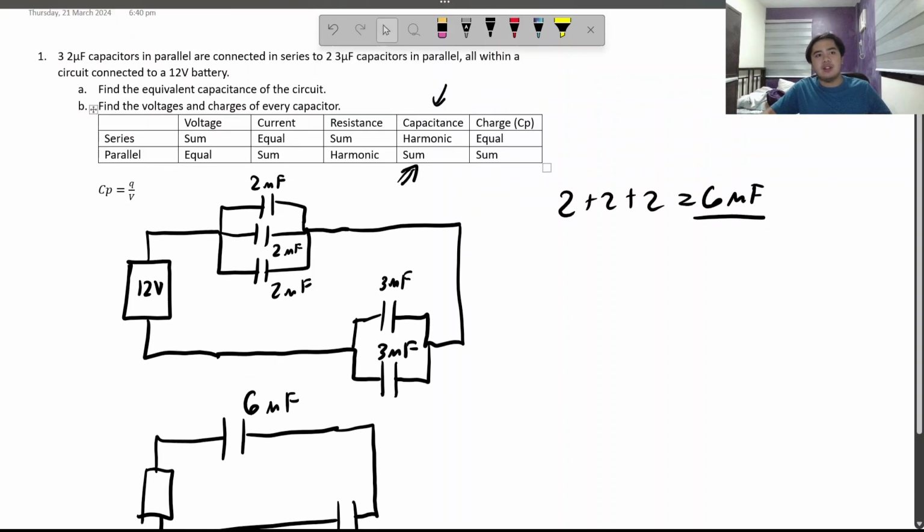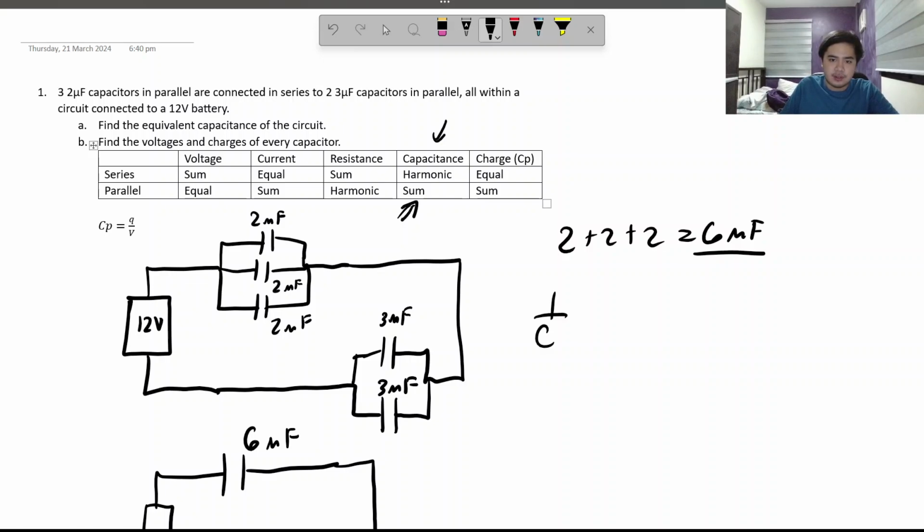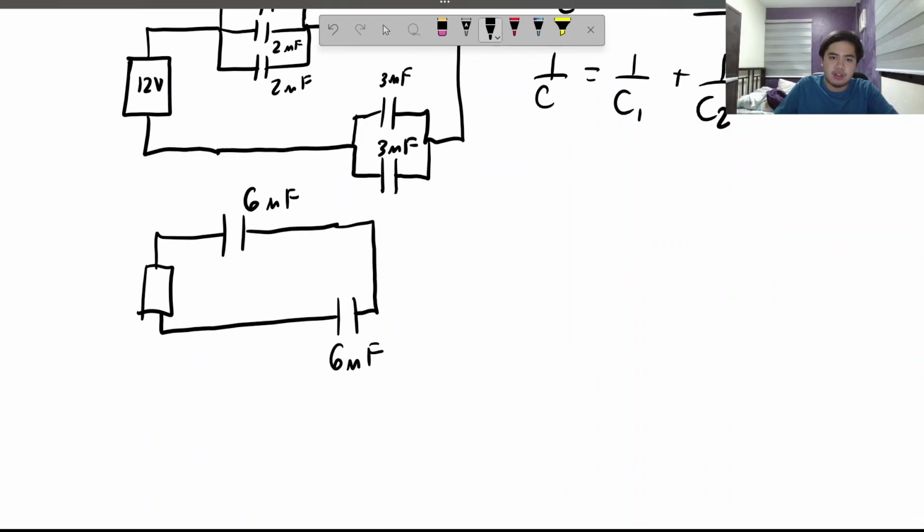And now, since they are in series, the equivalent capacitance of two capacitors in series is the harmonic sum. Again, a reminder: the harmonic sum is this, where C is the capacitance. In a calculator, if you want to find the harmonic sum of, let's say, 6 microfarads, first you have to press the number 6, then to the power negative 1, right? Then you do that for every other capacitor.